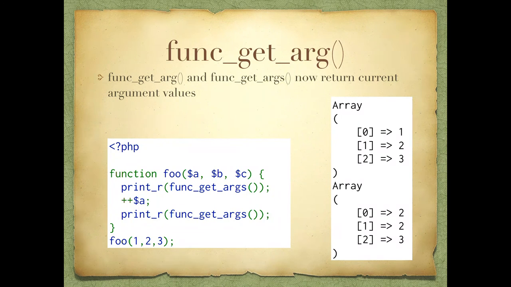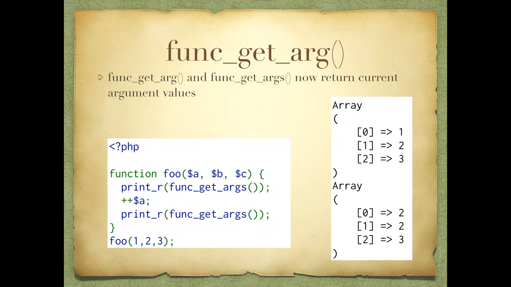What changed between PHP 5 and 7 is that function get arg now always returns the current values of the arguments that have been provided. Look at this function. We get three arguments and we print them. Then we change A and check the list of arguments again. In PHP 5, that will always be the same: 1, 2, 3. It doesn't change. Even if we change the argument, function get arg will still be focused on the incoming argument. In PHP 7, it is the current values that are reported.